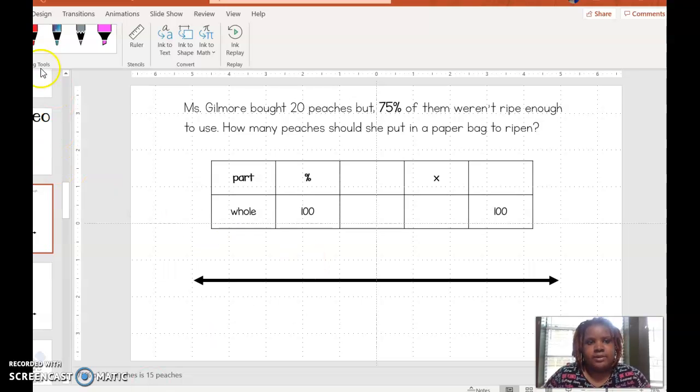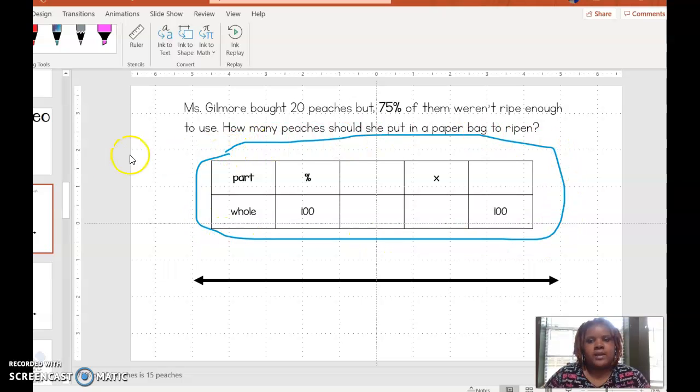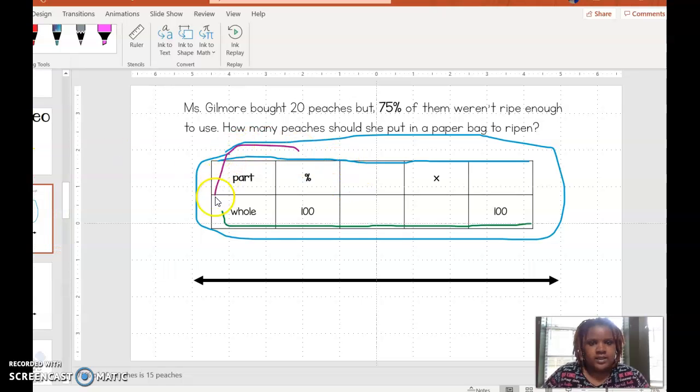So down here is my percent proportion table, and what I'm going to do is fill in my missing information. On this top row, I see part, percent, an empty space, an X, and an empty space. And on the bottom row, I see whole, 100, an empty space, and then another 100. You're going to be using these first four boxes right here and putting that information in this box here.